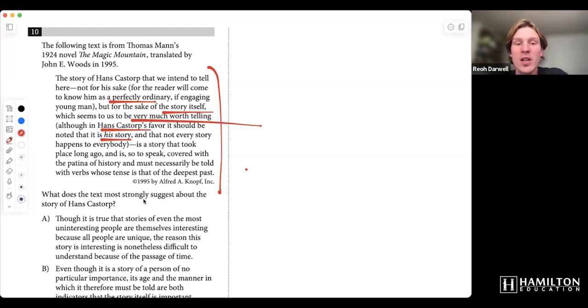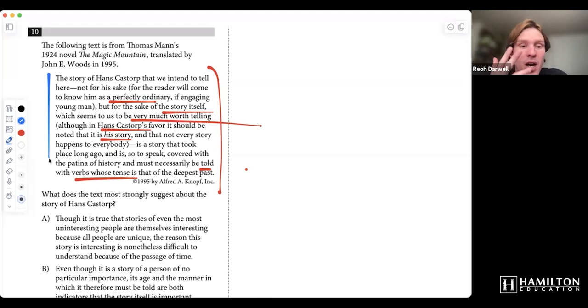And that this story took place a long time ago, so therefore, we have to use verbs from the olden days, all right? So it has to be written like it's from the olden days, and it's a good story, even though the person is very ordinary, but of course, his life isn't that ordinary because the story happens to him. Okay, that's what this text says.